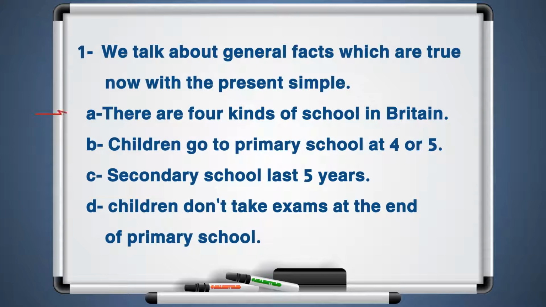A. There are 4 kinds of school in Britain. B. Children go to primary school at 4 or 5. C. Secondary school lasts for 5 years. Children do not take exams at the end of primary school.